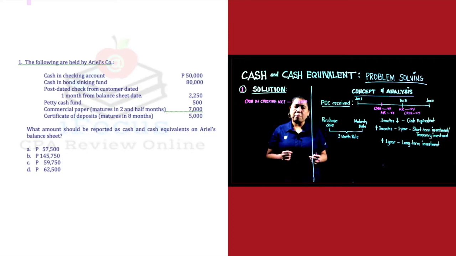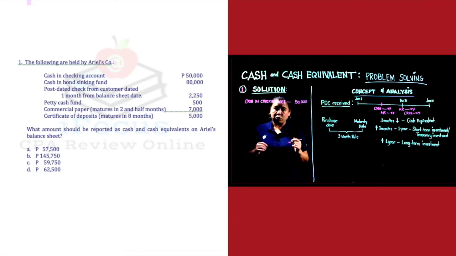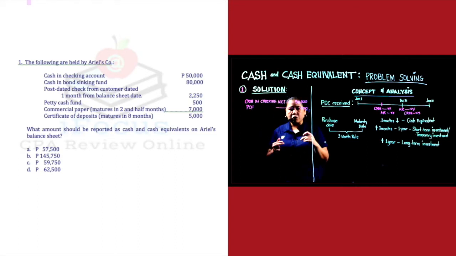Alright? Item number 4 is a petty cash fund amounting to 500. Siyempre kasama yan. Yan ay isa sa mga funds na ginagamit ng company for their current operations. Alright? Petty cash fund is intended for those small expenses. So yan, kasama yan sa ating solution. Item number 5 is a commercial paper. Alright? Matures in 2.5 months. Alright? This is considered as a cash equivalent.